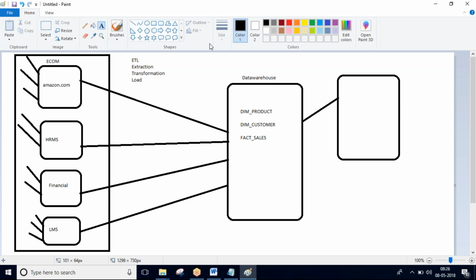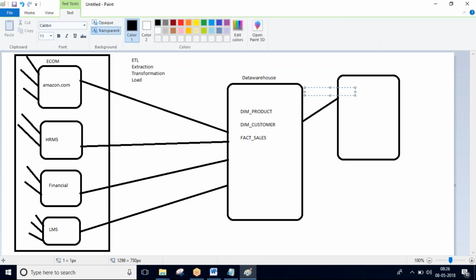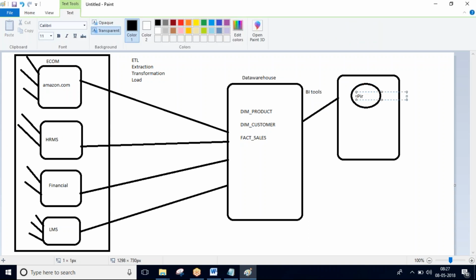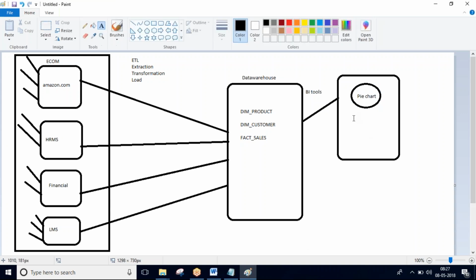So the purpose of BI tools is to extract the data and represent this information in the form of bar graphs, pie charts, and all that. So when I want to understand the share of each region's sales, then I could represent it in a pie chart. Or when I want to know about the yearly growth of the business, then I could represent it in a bar graph.